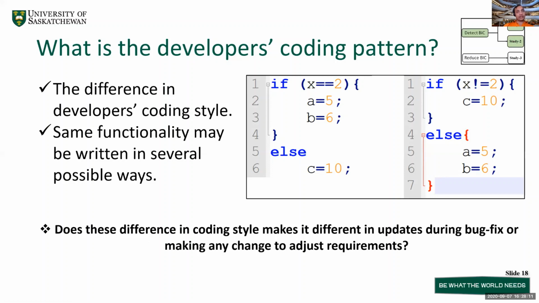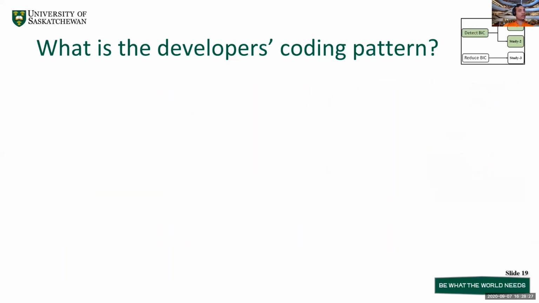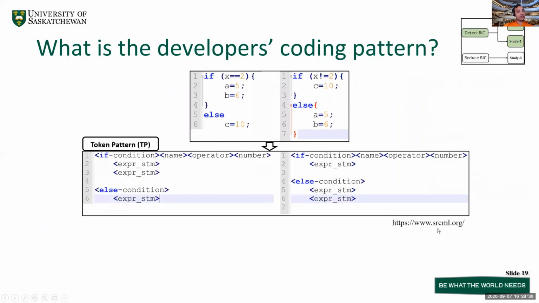So the target in this study was to investigate whether this difference in coding patterns makes any difference in detecting the bug-inducing commits using the machine learning model or not. To do so, I have used a tool. The name of the tool is SrcML, and it first converts the source code into an XML format. We have to use this tool to convert the source code.